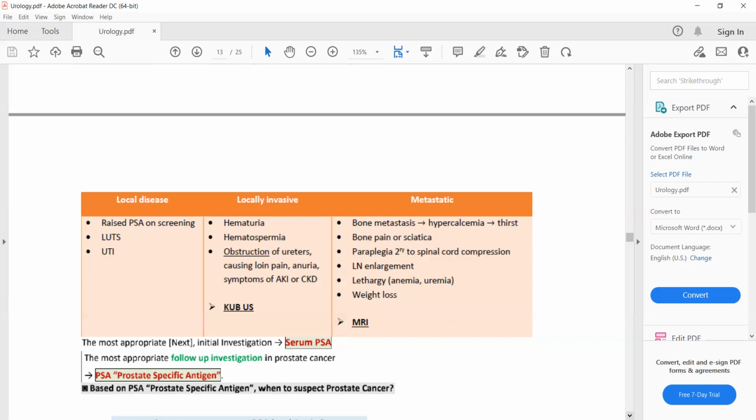So due to metastasis to the bone tissues, it will cause hypercalcemia, also bone pain. It can also cause sciatica, or when it compresses the nerve fibers of the spinal cord, it can cause paraplegia due to spinal cord compression. And in case of metastatic disease of the prostate, our investigation of choice will be MRI.